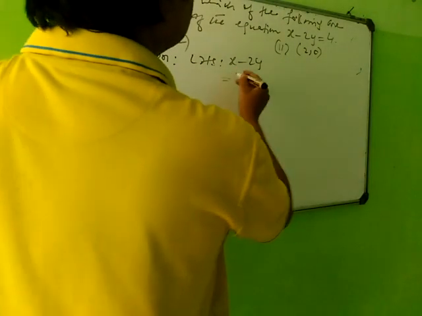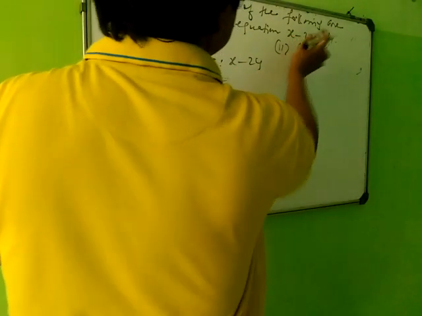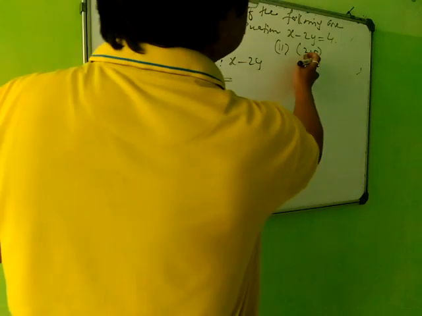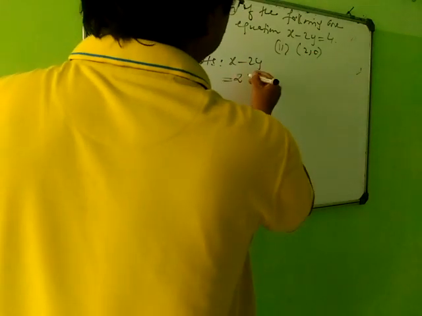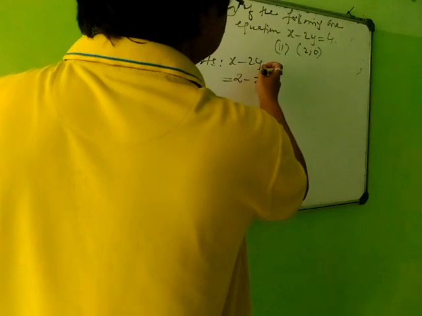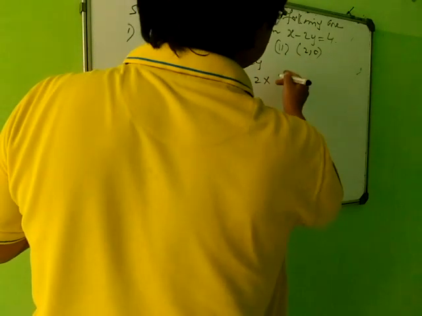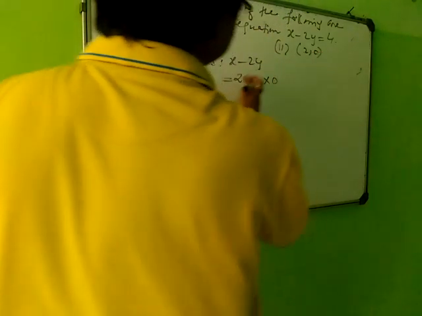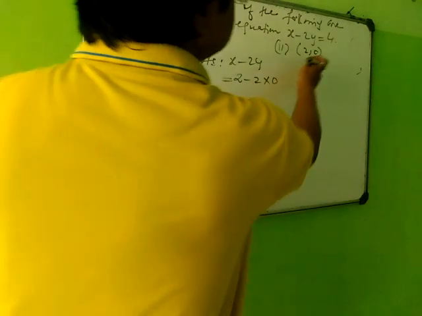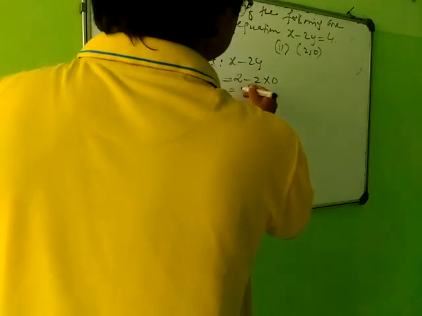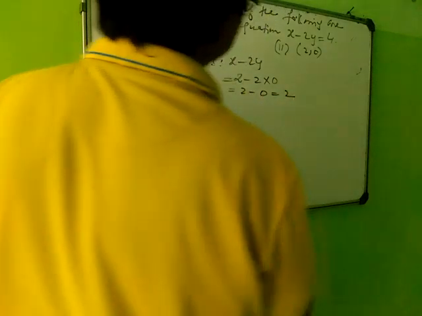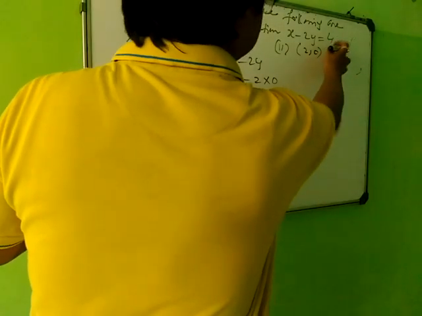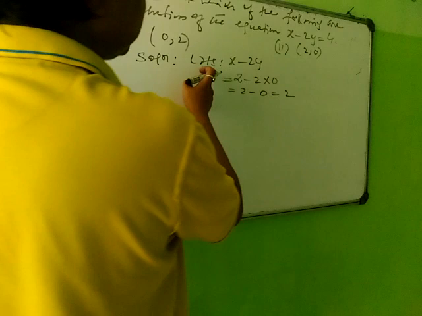So you take the left hand side. Here x will be 2, so x will be 2 minus 2 into y is 0. So x is 2, y is 0. So 2 into 0, so 2 minus 0 is equal to 2. So you got the right hand side 4, but you got the value on the left hand side 2.